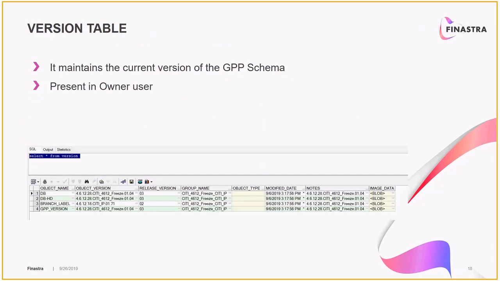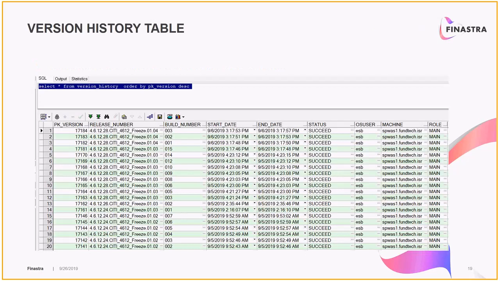Okay, so we already know the version table. The version table is always present in the owner user, and it maintains the version of the current GPP version. The version history table maintains when and what script has been upgraded in the GPP owner schema. With that, we can also identify the specific release when it was upgraded. If we are not sure when it was upgraded, we can come back to this table and verify it.